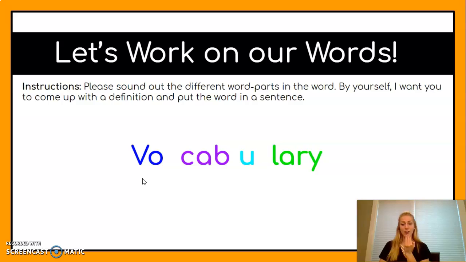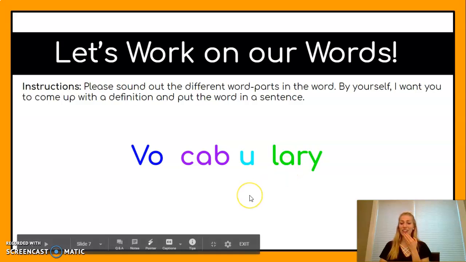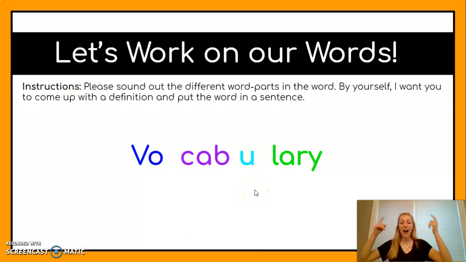All together, grade fours. Faux. Cab. You. Larry. And the word is vocabulary. Good work. Okay, same thing. I want you to think, what does this word mean? And I want you to try and use it in a sentence, okay?